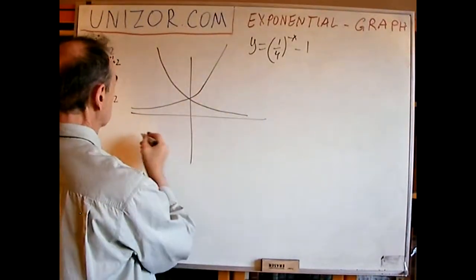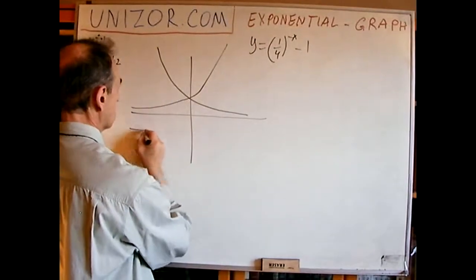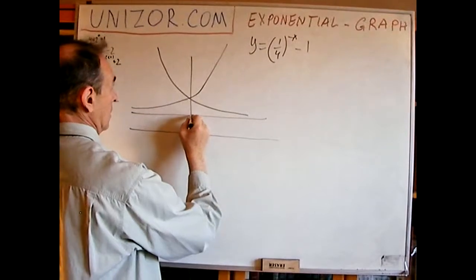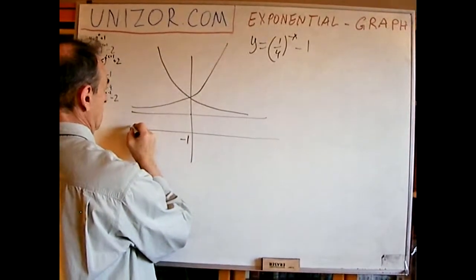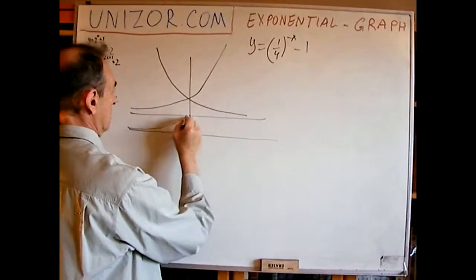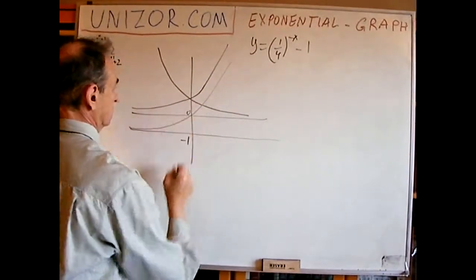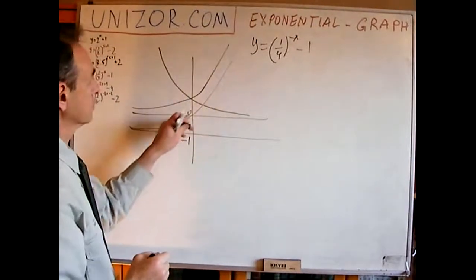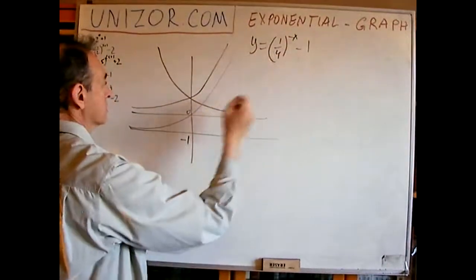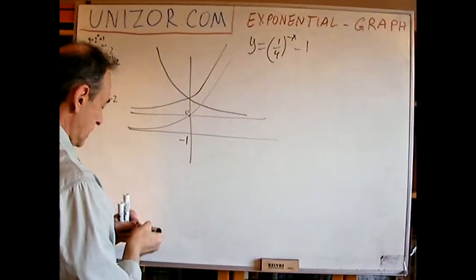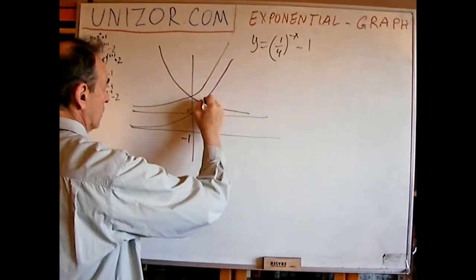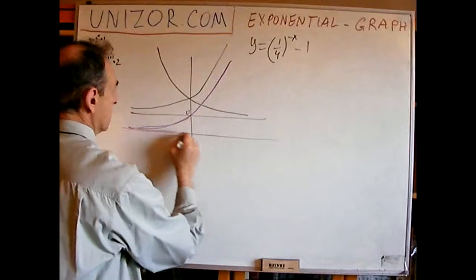And minus 1, which means we go down by 1, so the asymptote will be here. So it will be something like this. So it will go to 0, 0, because as x is equal to 0, this is 1, 1 minus 1, 0, so it will go through this. So this is basically the way how the graph would look. And this is asymptote.